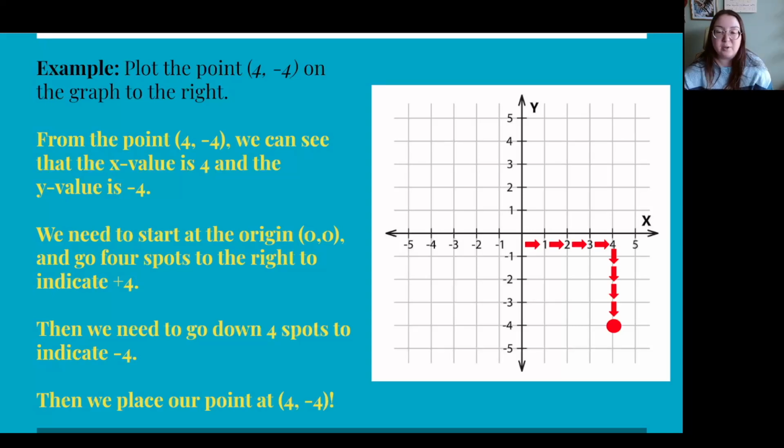That point is now located at 4, comma, negative 4. So there we go, we had a little bit of practice of plotting points.